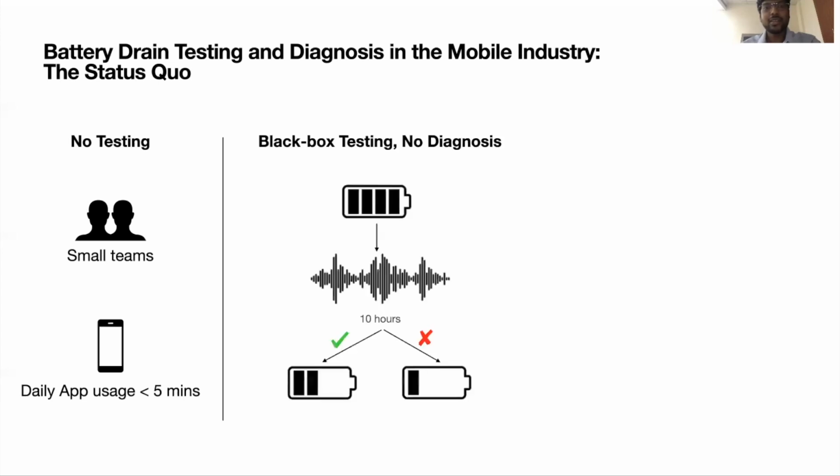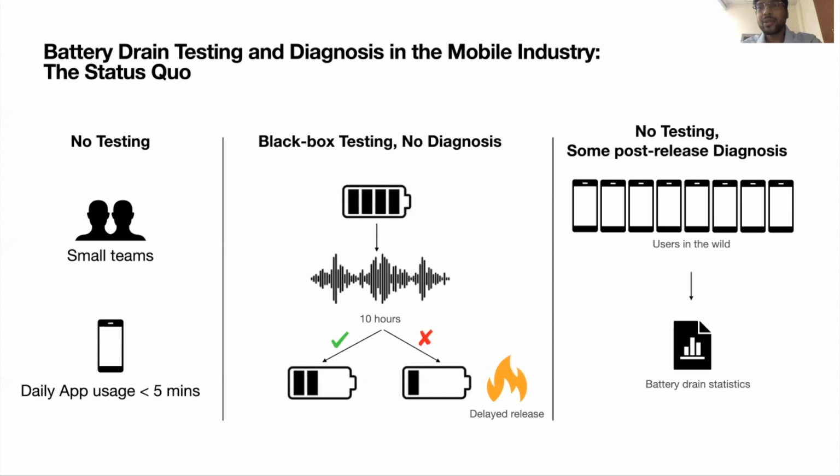So in the next setup, the app developers have black box testing, but no diagnosis. For instance, a music player app would play music for 10 hours and they will consider that the test has failed if it drained too much battery. But this is not ideal, as the app developers told us, because this would sometimes delay the app release, as now the developers have to figure out why the battery was drained.